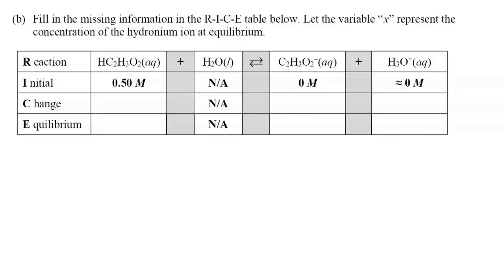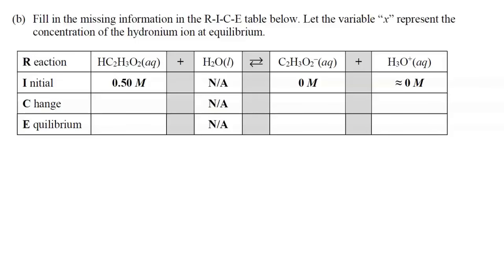So on the left, we have the acetic acid, HC2H3O2. That's the formula of acetic acid. It reacts with water to produce the acetate ion, C2H3O2 minus. That's called the acetate ion, which is the conjugate base of acetic acid. And it also produces the hydronium ion, H3O plus. So acetic acid is donating H plus to water. That's this particular reaction that we're looking at right now.